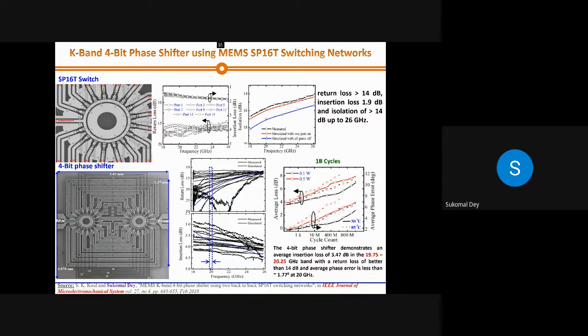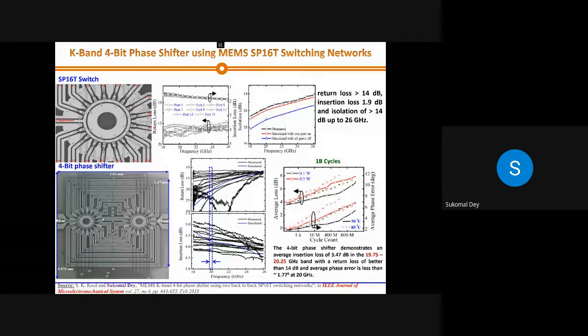And then after that, we connected these two SP16T switches back to back. You can see over here. Once we have connected two back-to-back switches, this is nothing but a switch line topology, where these switches are connected back to back, and the entire arms are activated. Accordingly, you can get a different phase shift. Now, what is happening over here? Over a complete cycle of 16 times of operations, your one switch actuated only one time.